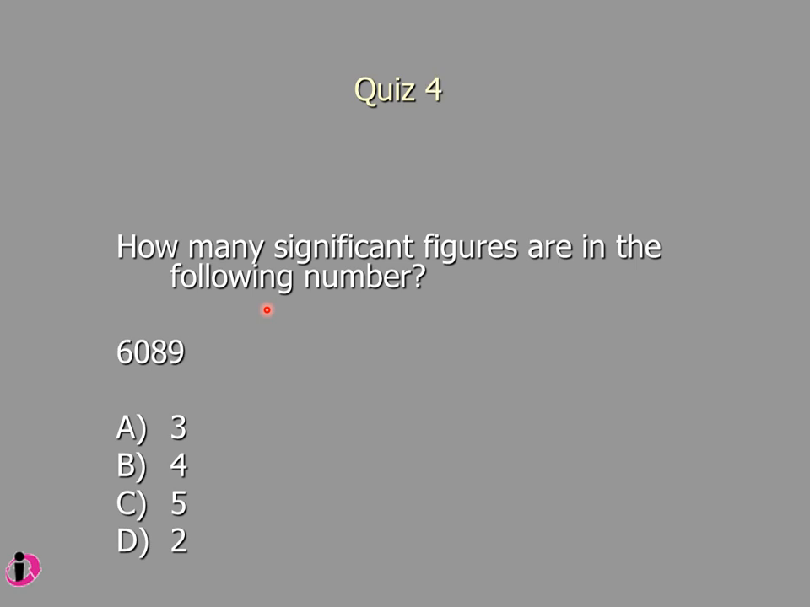It's all 4. Because the zeros are in between two other digits, right? How about here? 3. Because you can ignore this one, right? But you cannot ignore this one. Still 3, right? Because the leftmost one and the rightmost one are not significant as well.